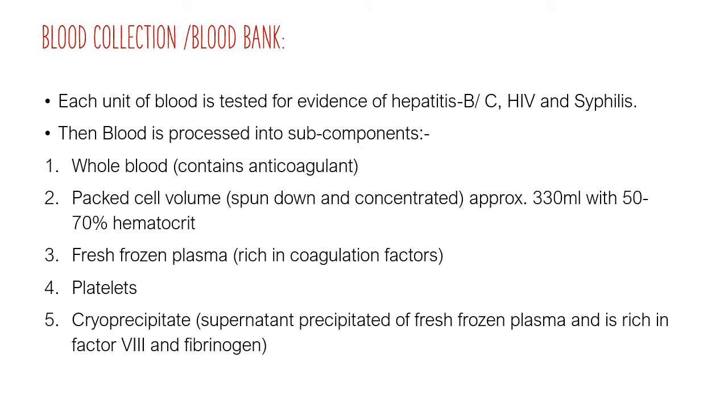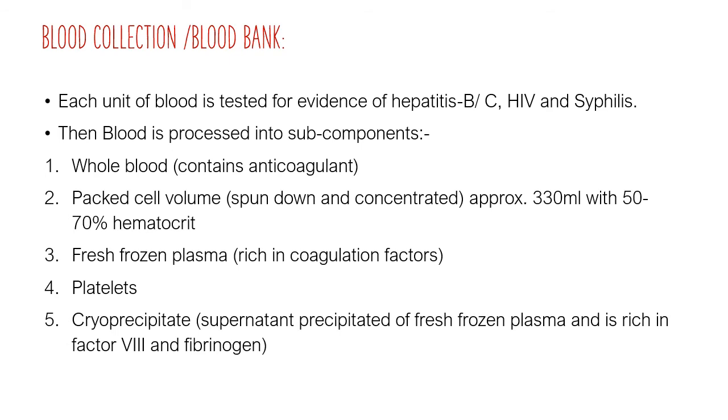Then next is fresh frozen plasma. It is rich in coagulation factors, means coagulation factor 8 and 9. Fresh frozen plasma is rich in coagulation factors and it is separated from whole blood, and it is stored at -40 to -50 degrees centigrade with 2 years of shelf life. So the fresh frozen plasma has more shelf life. So it is the first line therapy in the treatment of coagulopathic hemorrhage. Remember.